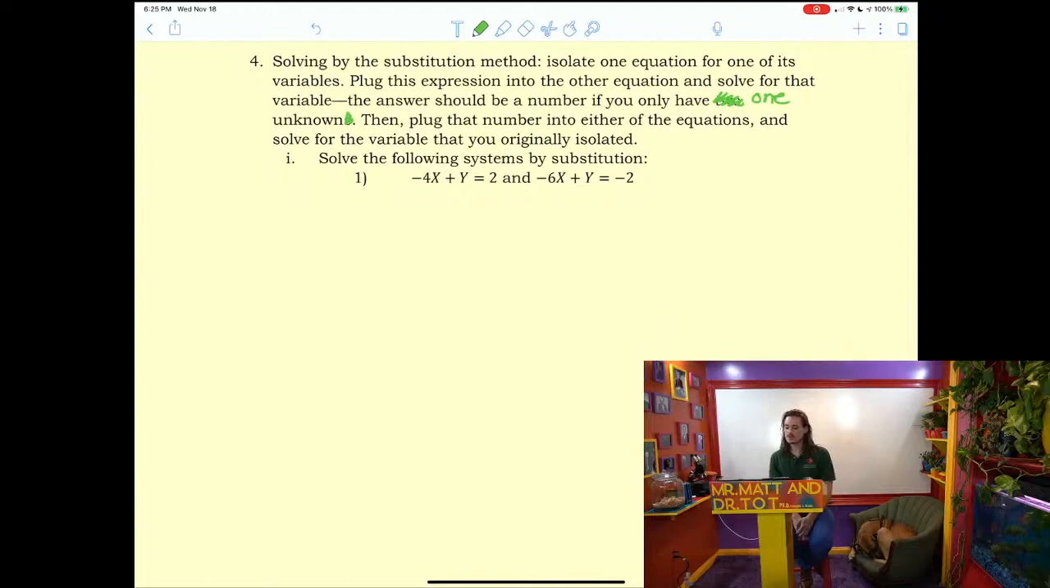So I'm going to give you 3 minutes. Please look at negative 4x plus y is equal to 2 and negative 6x plus y is equal to negative 2.